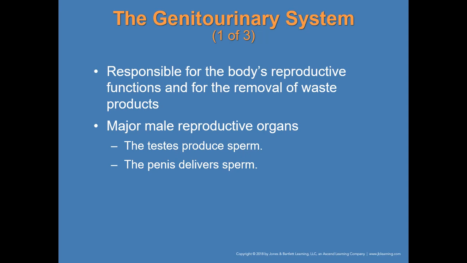Right. So the genitourinary system is responsible for the body's reproductive functions and removal of waste. So it's the reproductive functions and your kidneys. Okay. So the major male reproductive organs, we know that the testes produce sperm and the penis delivers sperm, right? That's your reproductive system.